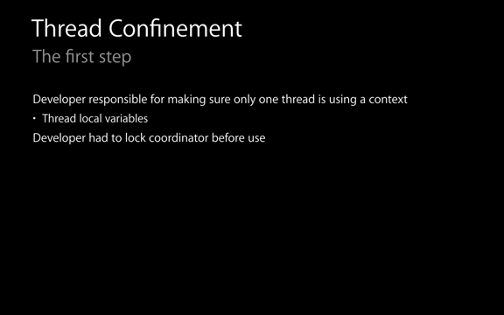And thread confinement is basically stepping back and saying, okay, why are developers trying to edit the same context? And it turns out there weren't actually a lot of really great reasons for that. So we said, okay, just don't do that. A managed object context should only be edited from a single thread. The developer is responsible for making sure that only one thread ever uses a managed object context. And at this point, a lot of us learned about things like thread local variables, because that was sort of the easiest way to associate a context with a thread and make sure that no other context ever had access to it. And in this model, the developer still had to lock the coordinator before they used it.